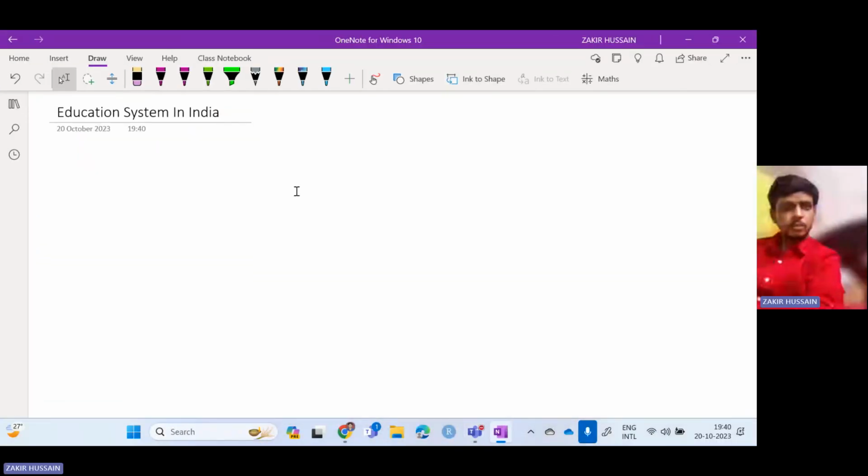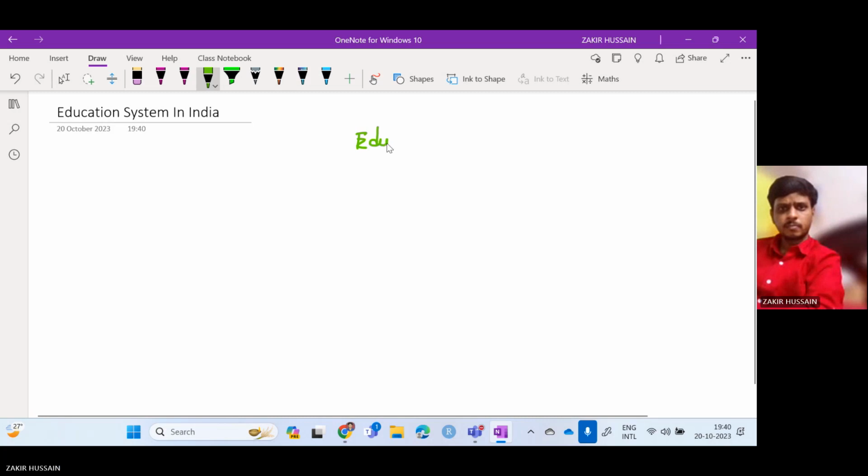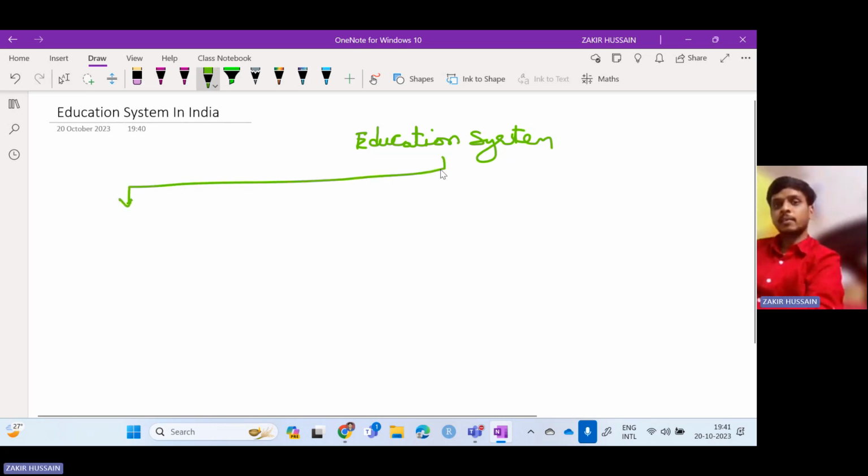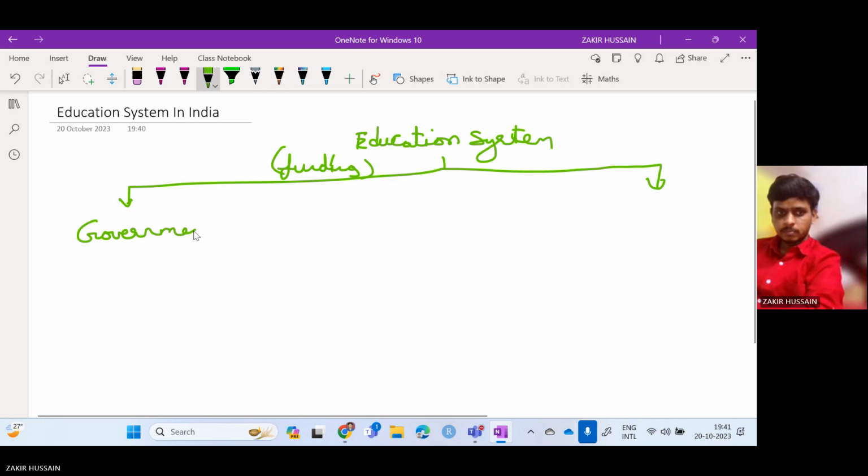Hello everyone. So today we are going to see the education system in India. The education system in India can be broadly classified into two types, depending on its funding. One is government funded, and another one is funded by private entities.